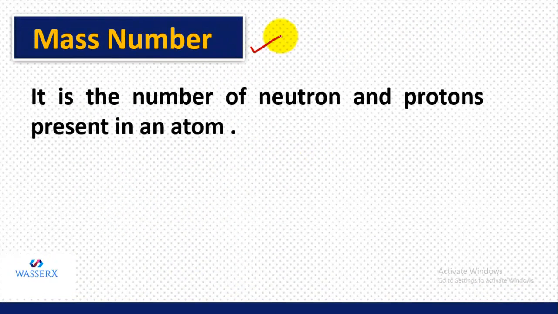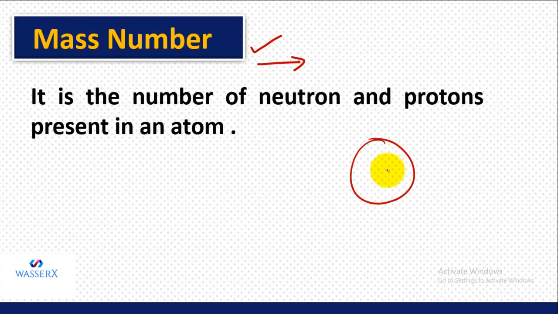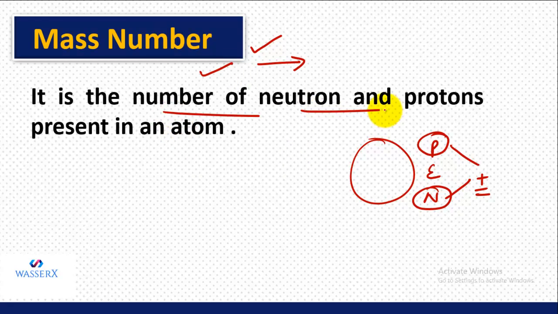Next we have is mass number. See, mass number is something like, as I've told you, we have an atom, we have protons, electrons and neutrons. So if we calculate protons and neutrons and we add them, it gives us the mass number. So we can say that mass number is the number of neutrons and protons present in an atom.